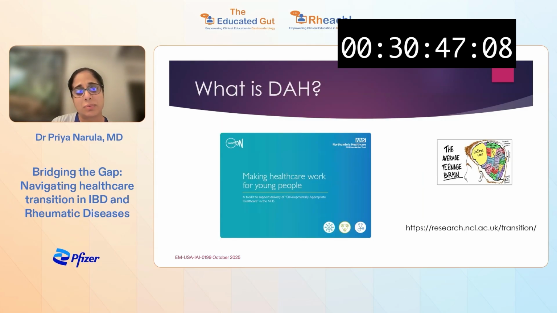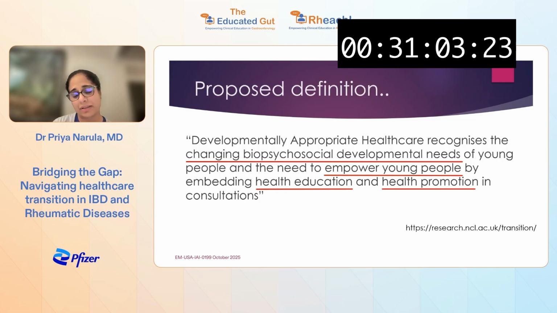So what is developmentally appropriate healthcare? And this reference is quite nice in terms of highlighting good practice that can be used to provide developmentally appropriate healthcare to young people. And this slide highlights the proposed definition, which is that it recognizes the changing biopsychosocial developmental needs. And I've highlighted the keywords in red. And so it's about empowering young people by embedding health education and health promotion in consultations. And this is whether they're seen in children's services or if they're seen in adult services.